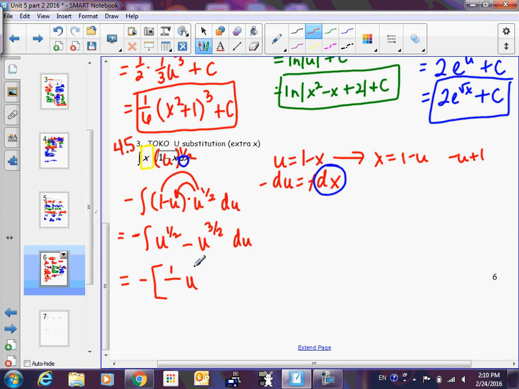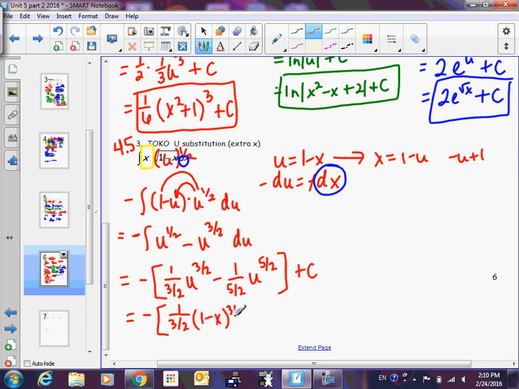So what's 1/2 plus 1? 3/2. And then that same number is what you put in the denominator. Minus 1 over. The next one would be 5/2, and that's what you put down here. If you want to simplify those into 2/3 and 2/5, you could. If you wanted to distribute the negative, you could. I'm not going to do either because it's not required, and we're already doing enough in this problem. Simplifying is just not something we're going to do. We do need to go ahead and put in 1 minus x in place of u.